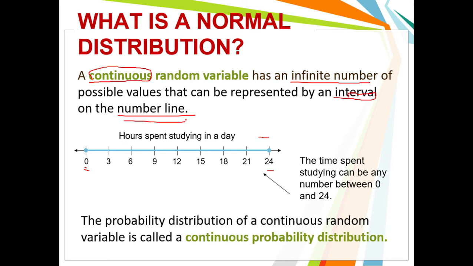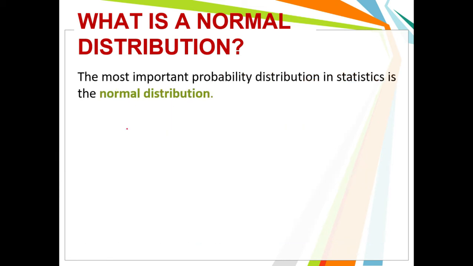Okay, so the probability distribution of a continuous random variable is called a continuous probability distribution. So yung ating example dyan is only a number line. Okay, what if we convert that one into a probability distribution? So ang tawag doon is a continuous probability distribution. Okay, and one example of that is the normal distribution. So sa lahat ng mga probability distribution, the normal distribution is the most important and the most common one.